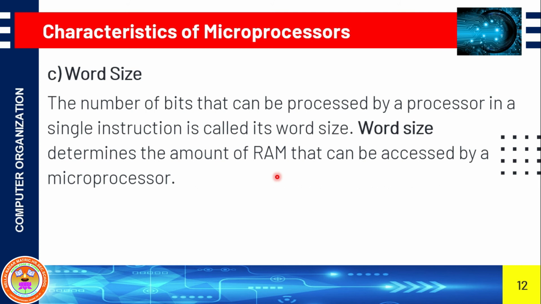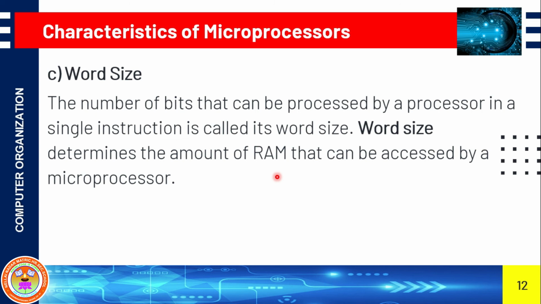What is the meaning of this? The number of bits that can be processed by a processor in a single instruction is word size. In a single instruction that we give to the computer, carried by the processor, the processor will execute that number of bits. That is word size. The word size determines the amount of RAM that can be accessed by the microprocessor.